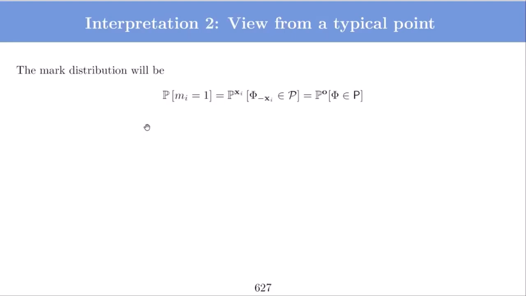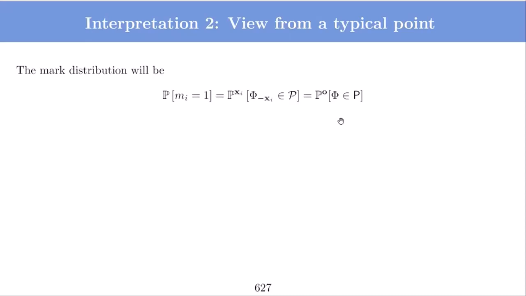Okay. So the mark distribution will be the probability, conditioned on a point at xi, of whether the shifted version has this property p. In the stationary case, you can just assume that conditioning is on a point at the origin, and ask: conditioning on a point at the origin, what is the probability that the point process has this property?